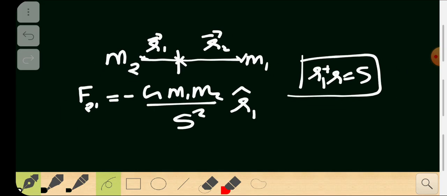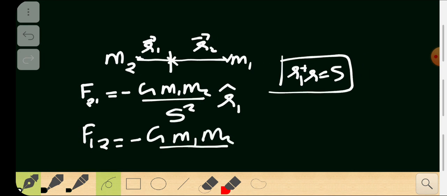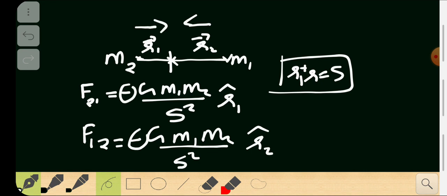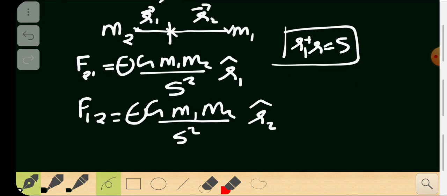And for the second particle, the force on the first particle m1 because of m2 will similarly be minus G m1 m2 over s squared in the negative r2 cap direction, in the opposite direction. For the first case it is in this direction. This minus sign indicates the direction. We did that. Now I'm going to take the first one.